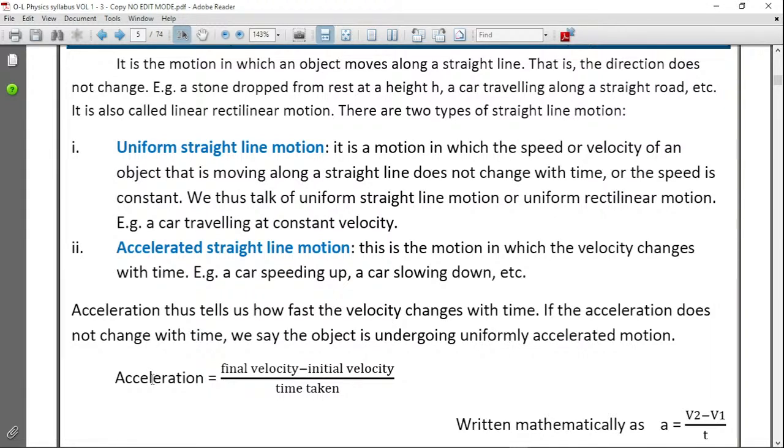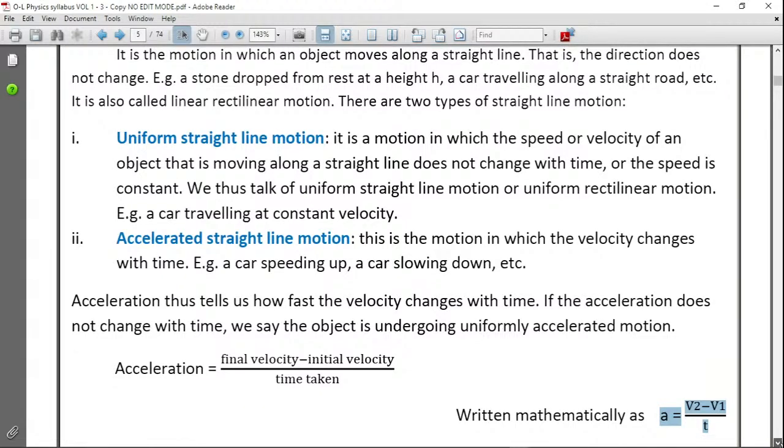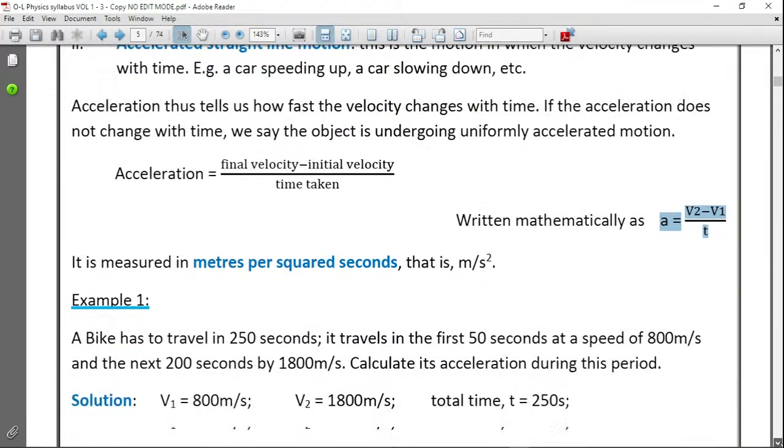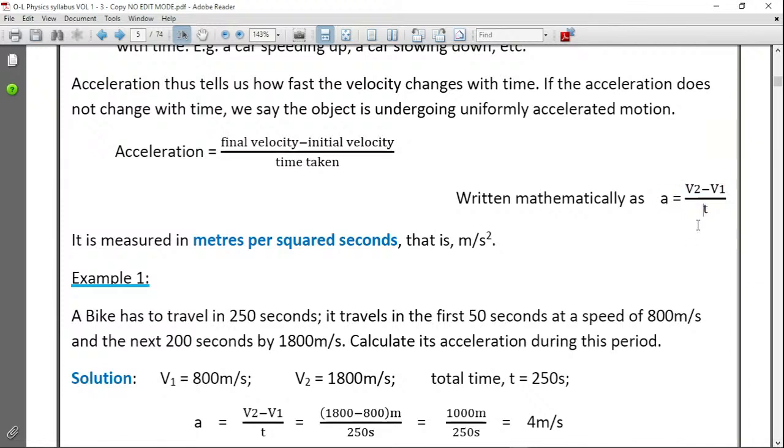Velocity is the rate of change of displacement, while acceleration is the rate of change of velocity. Rate of change means change per unit time. So mathematically, acceleration is given by the formula: final velocity minus initial velocity, divided by time taken. And since we have velocity divided by time, the unit for acceleration is the meter per squared second.